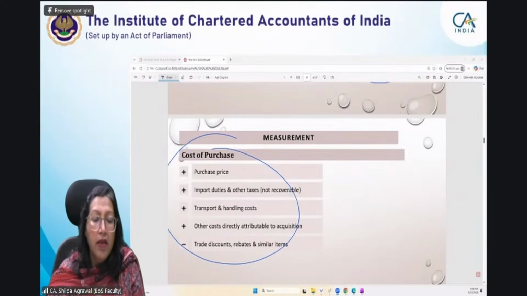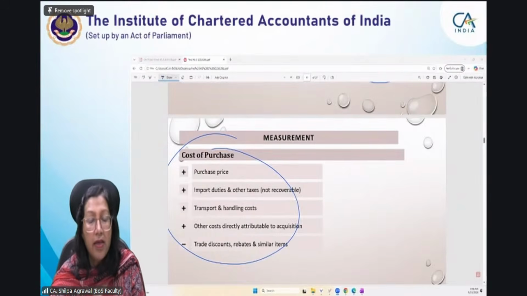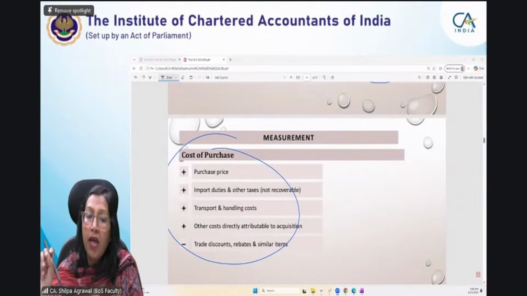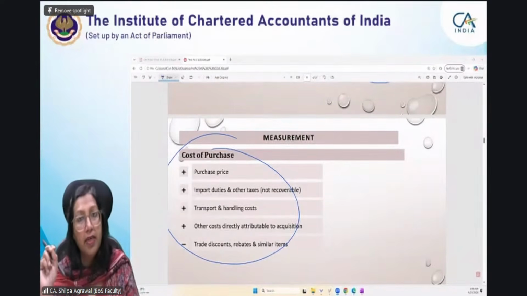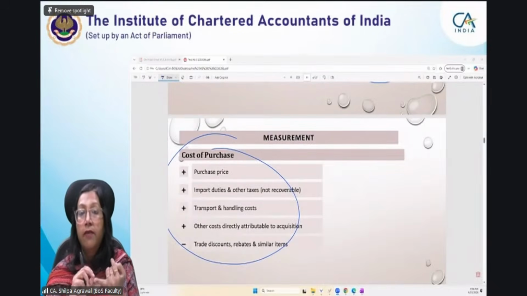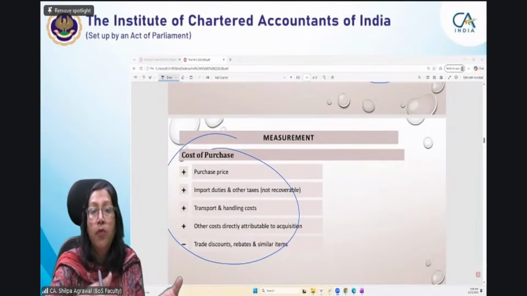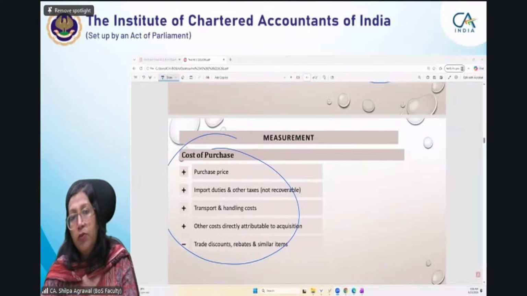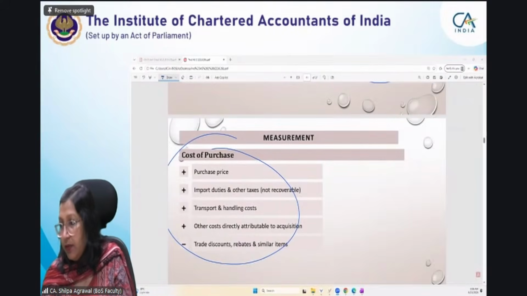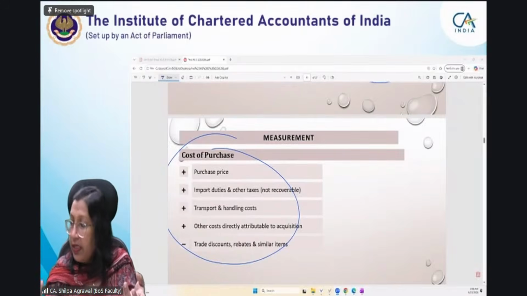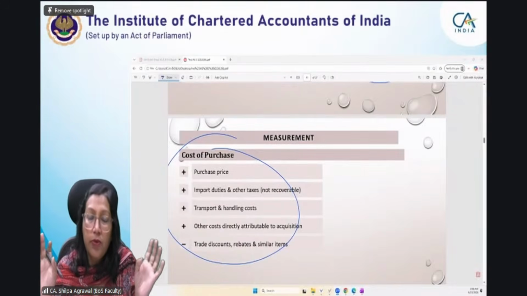So purchase price plus import duties which are not recoverable, transport and handling charges. What is included in transport and handling charges? Freight, factory, godown, whatever we are storing, the handling charges, octroi and all these are expenses which we incur to bring the material we purchase to our factory. So loading, unloading, yes. Loading and unloading are transport and handling costs.